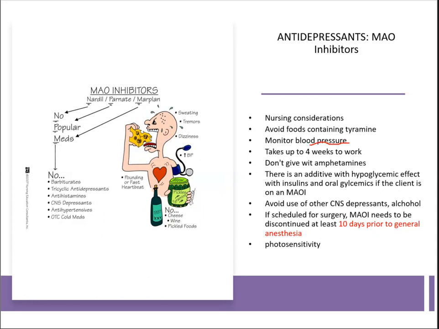You also want to avoid opioid analgesics. With opioid analgesics, the clients may have hypo or hypertension. They could have coma. They could go into convulsions or even death. So there's this additive effect with insulins or oral hypoglycemics. So if the client is on an MAOI, they have these additive effects on their blood glucose levels, and they go into hypoglycemic crisis because of that additive effect of your antidepressants.